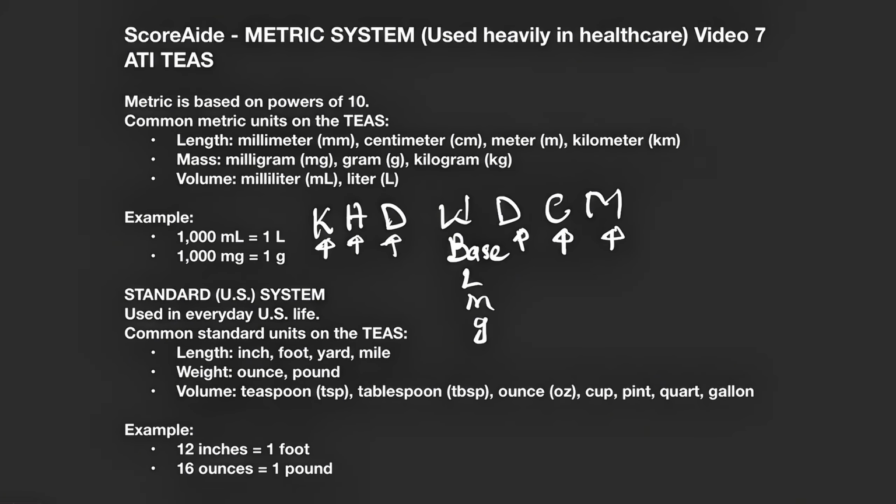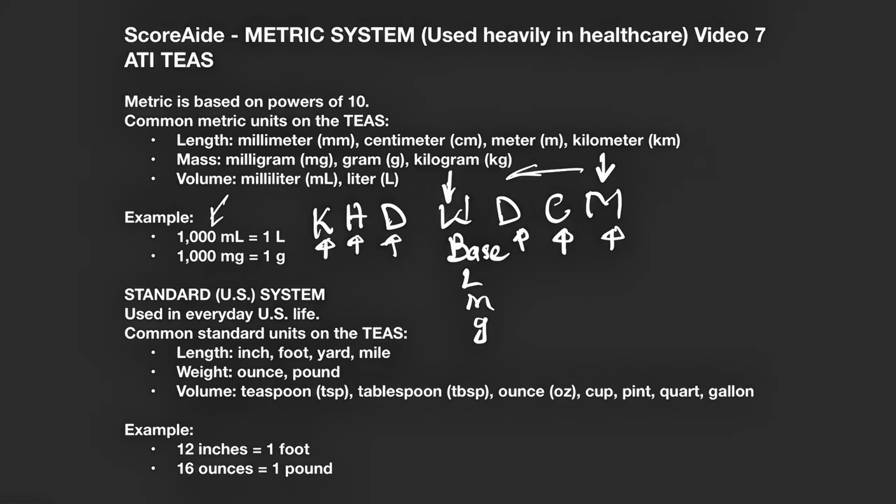So here they said that 1000 milliliters is equal to 1 liter. Let me show you how it works here. We want to convert milliliters to the base unit. Look at this: liters is to the left of milliliters. We are going to the left, so whenever you're going to the left, you have to divide.